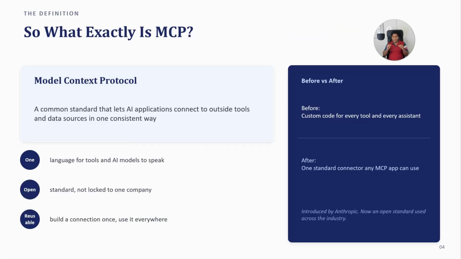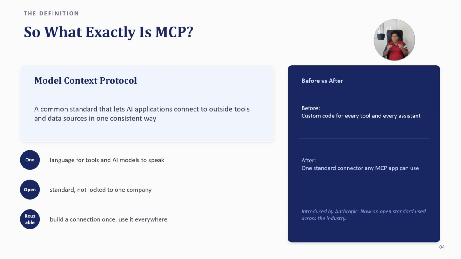So this is exactly where MCP comes in. MCP stands for Model Context Protocol. In simple terms, it is a common language. It lets AI applications talk to outside tools and data sources, and it does this in one standard way.